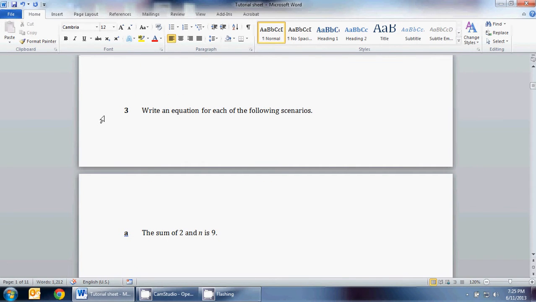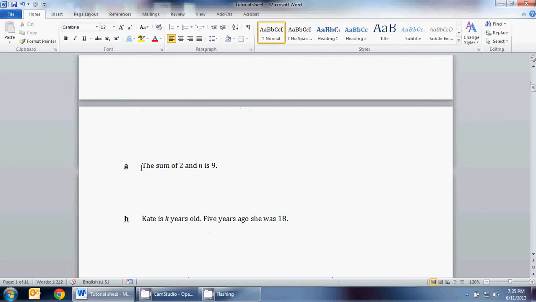Okay, question 3. Write an equation for each of the following scenarios. So with this one, I often look at what's actually written in front of me. In this case, it says the sum of 2 and n is 9. Now, it's really important to recognize the words in here. Sum means plus, so you know that there's going to have to be an addition sign somewhere in this sentence. Is is your equal sign, okay? So the sum of 2 and n, we're summing 2 and n. So that's 2 plus n is, remember, is our equal sign, and 9 is our answer. So that would be the answer there that you're looking for.